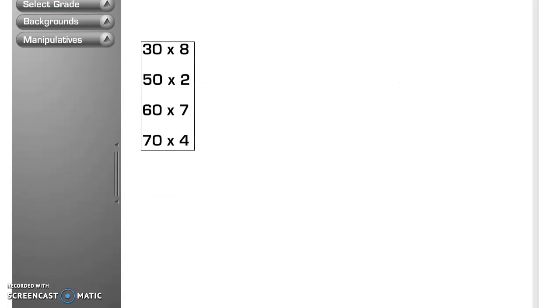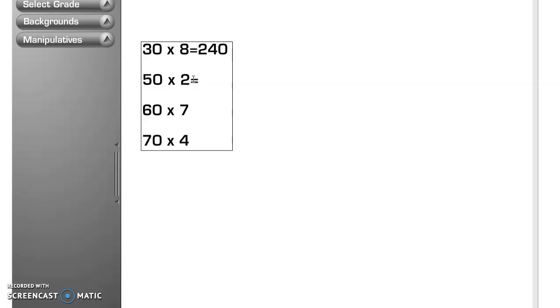So what we're going to do in 5.5 is we're going to be multiplying multiples of 10 by one-digit numbers. So our first example is 30 times 8. When you multiply these two numbers, what you can do is you can break them up by place value. So you'll take 3 times 8, which is 24, and then you'll add a 0 on the end to equal 240.